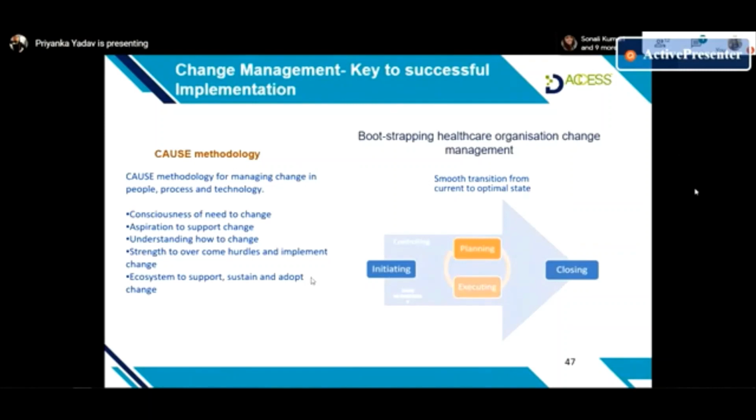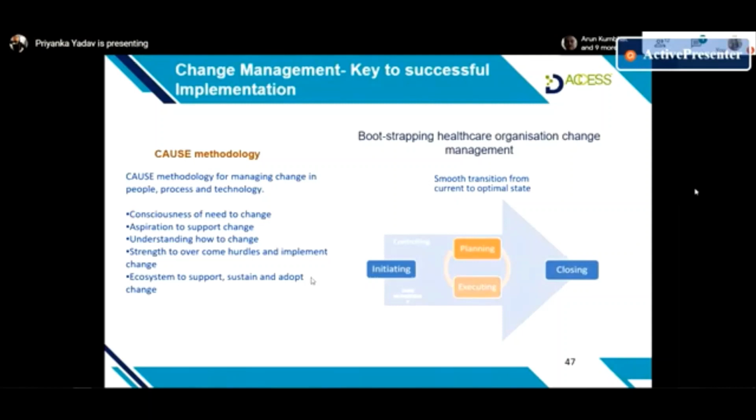The third is understanding of how to change. This is all about training. So, you go and do extensive training, but extensive training will help only when the aspiration is there. If the aspiration is not there, the minds are not open, they will not learn, however hard you may try. You can take the horse to water, you cannot make the horse drink. Always remember that in IT system implementations.